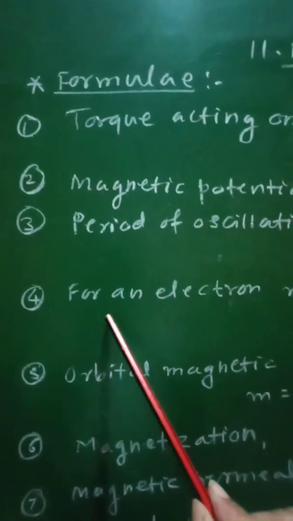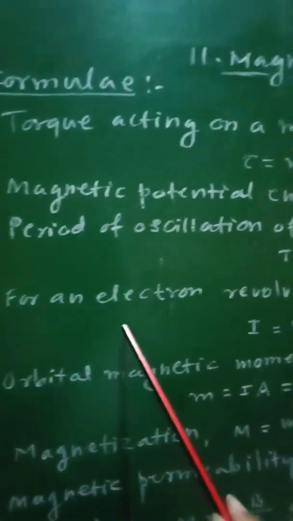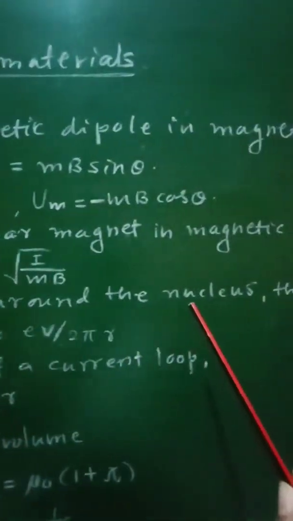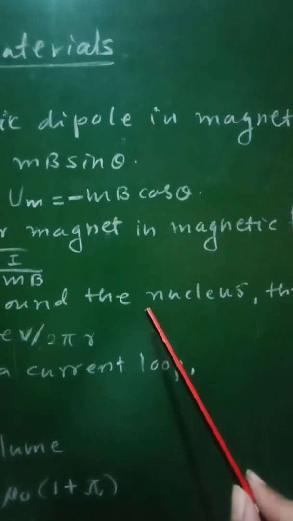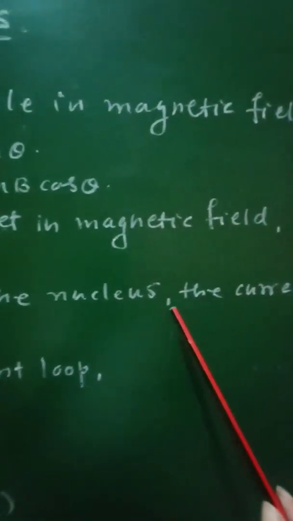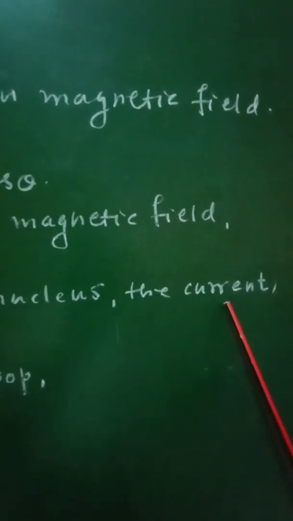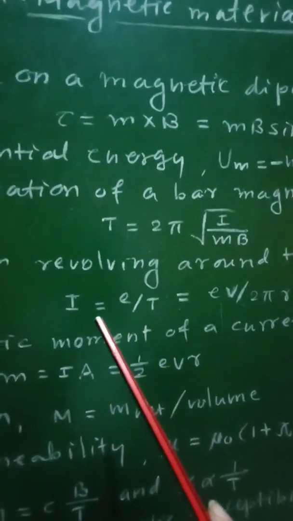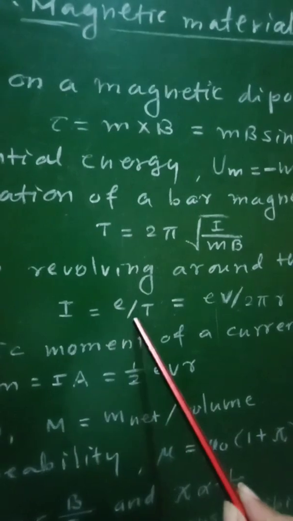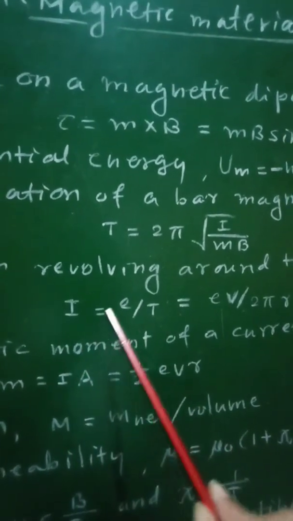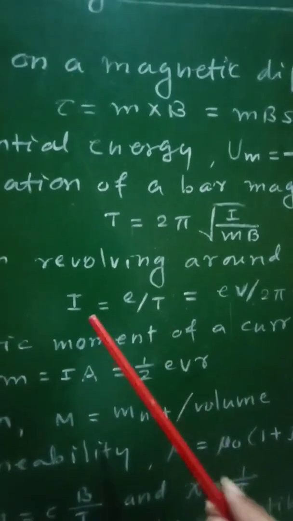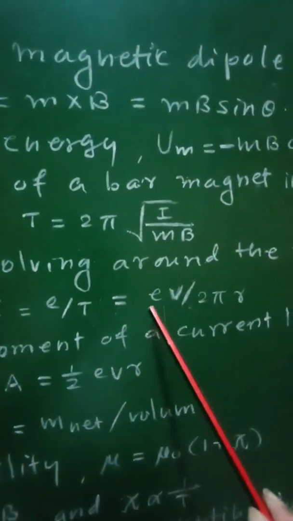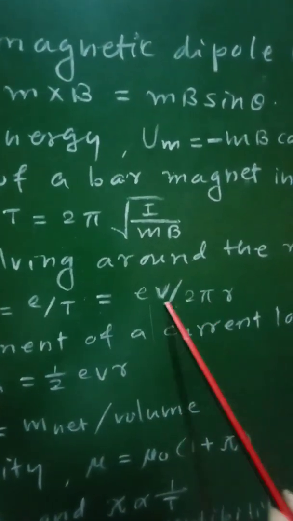Then fourth formula gives, for an electron revolving around the nucleus, the current due to that revolving electron, given by the formula I is equal to e upon T, that is current equal to charge per unit time. So I is equal to e by T, which will be further given as ev upon 2 pi r.